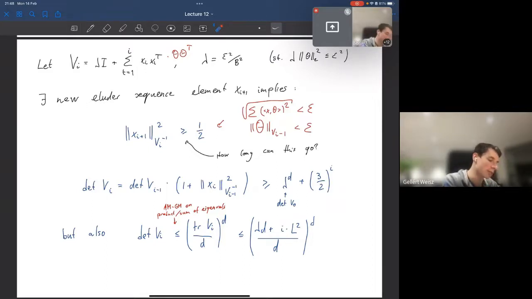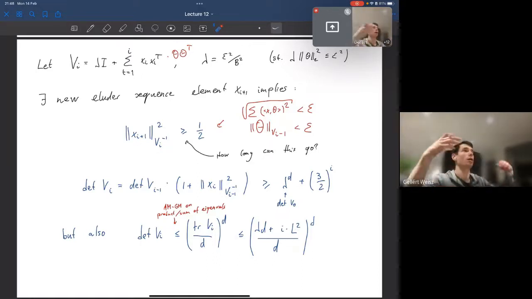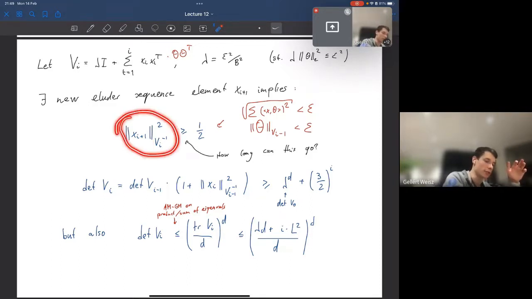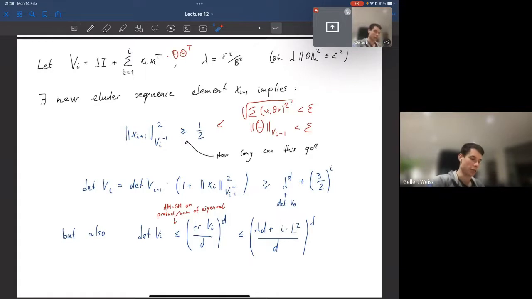And it simply comes from this being an Eluder element means that at this x, you have a lot of uncertainty. Even if you've seen all the data that you've seen in the Eluder sequence so far, you still have a lot of uncertainty about the value at this x. And so that is what this quantity is trying to express.